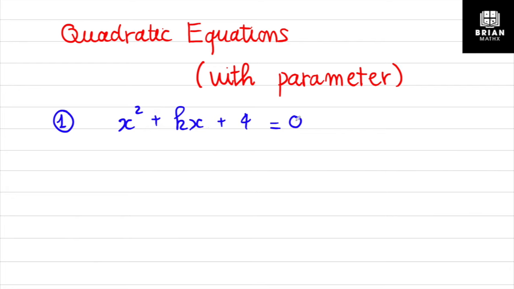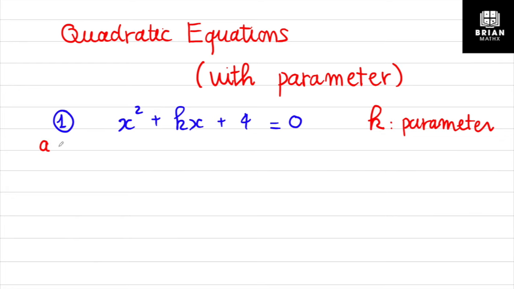Okay, for the first question, you got x squared plus kx plus 4 equal to 0. So in this case, we can determine that k is a parameter. The parameter k, or maybe another letter, maybe m, maybe a, maybe c, but the most popular parameter letters are k or m.